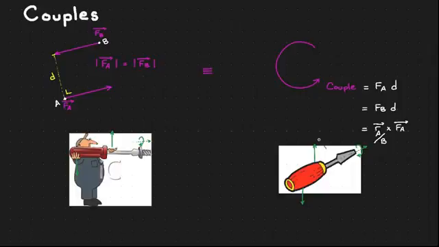Another name for pure moment is couple. Another name for couple is torque. These three words mean the same thing, and I will use them interchangeably. Remember that pure moment, couple, and torque are vector quantities, which means they have magnitude and they have a sense of direction.